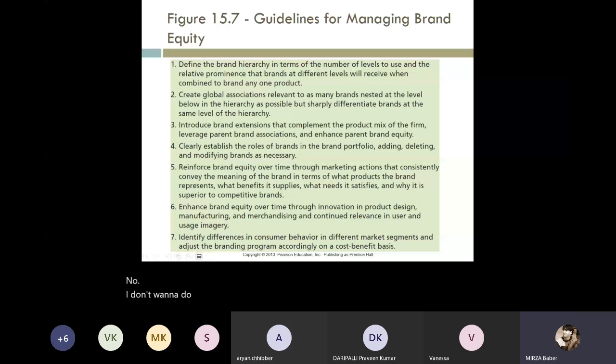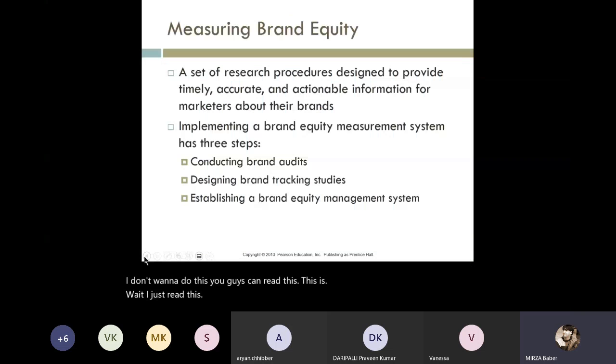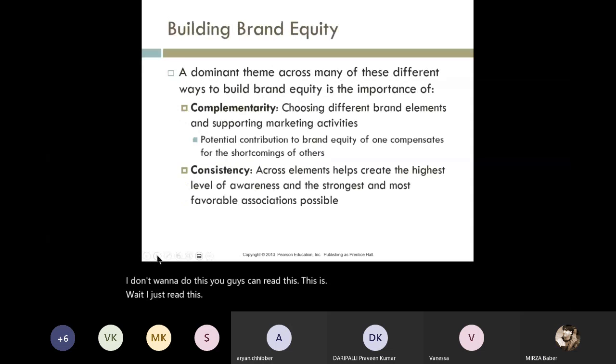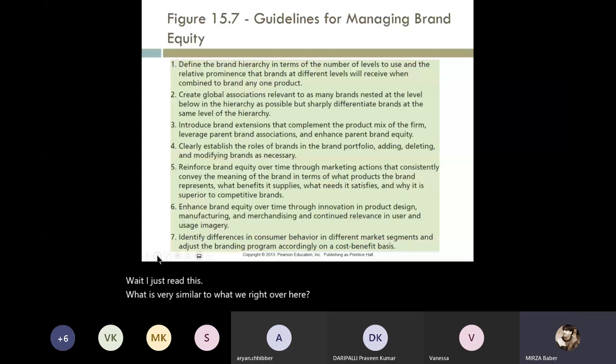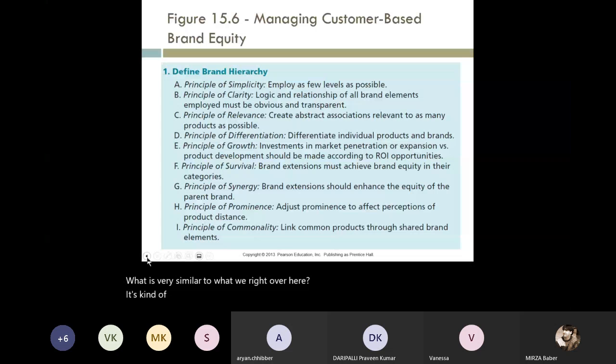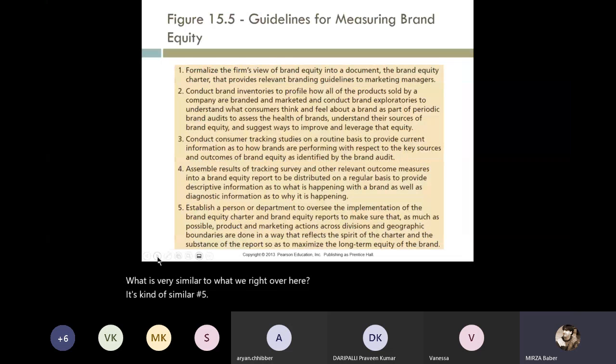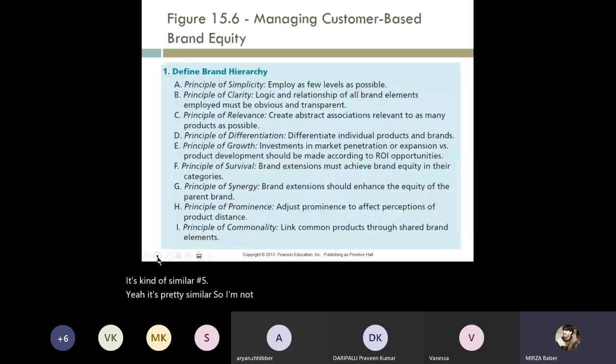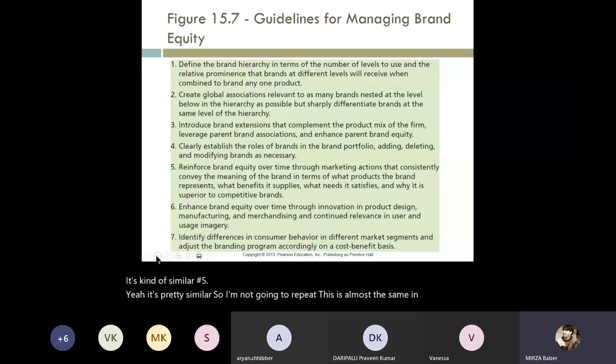You guys can read this. This is guidelines for managing brand equity. Wait, I just read this, didn't I? Oh, it's very similar to what we read over here. It's kind of similar. Number 5. Yeah, it's pretty similar, so I'm not going to repeat this. It's almost the same. Guidelines for managing brand equity. You can read this from the chapter. I highly recommend that.